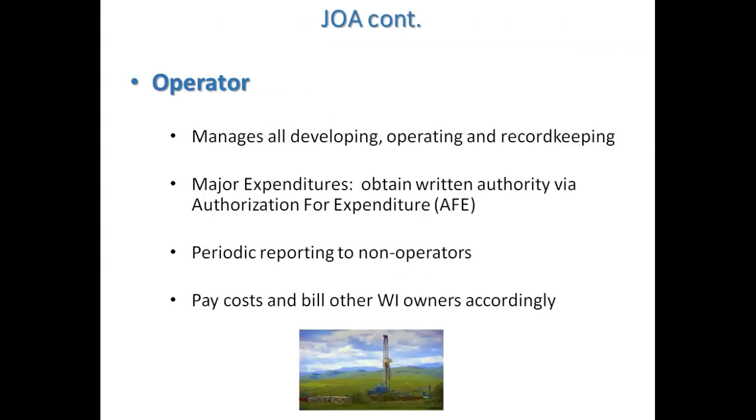Some of the main responsibilities of the operator include managing all the developing, operating, and record keeping. For major expenditures, the operator obtains written authority via the Authorization for Expenditure, or AFE, so this authority would be obtained from the other working interest owners. Periodic reporting to the non-operators, paying the costs and billing the other working interest owners accordingly.